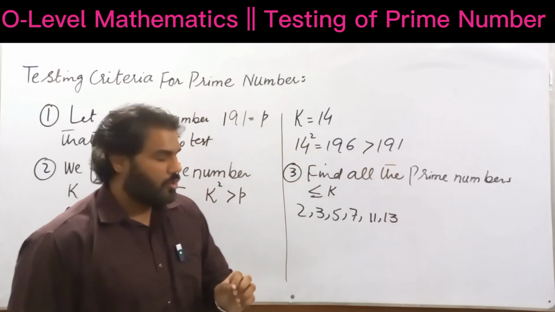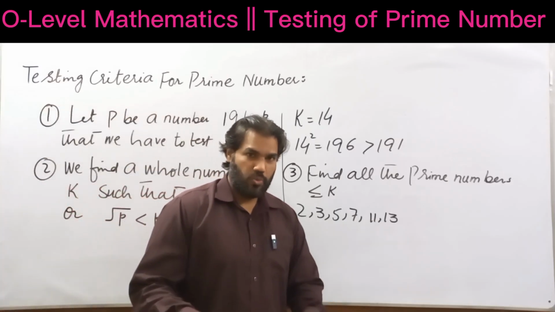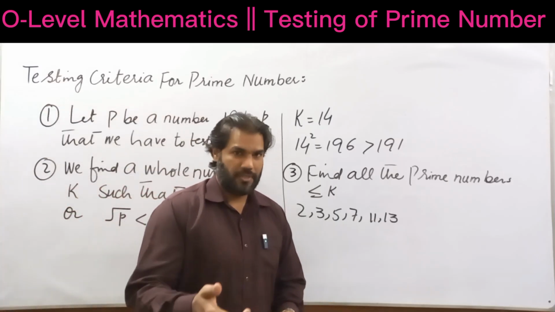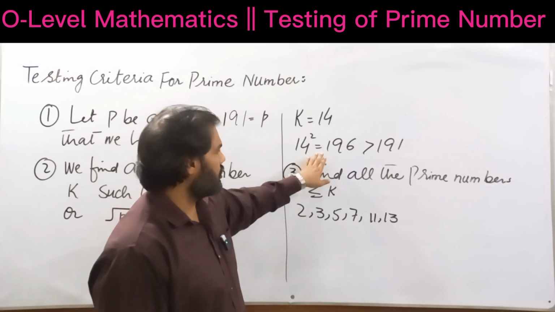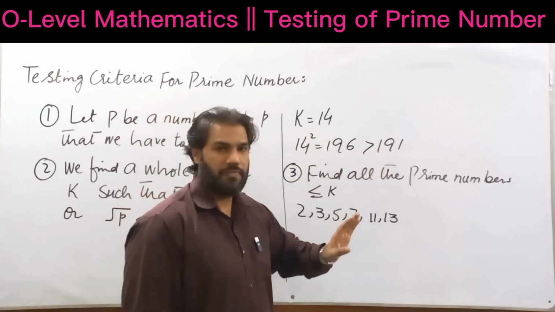191. The second step says that we have to find a whole number k that is nearly close to 191 but should be greater than 191. So the number is 14 whose square is 196. 196 is greater than 191.